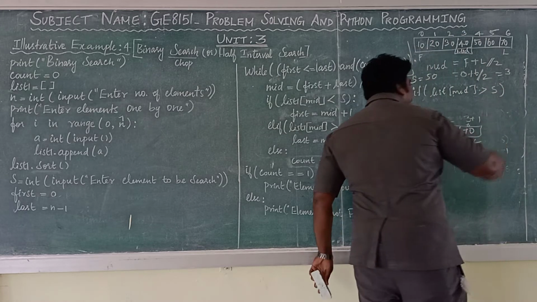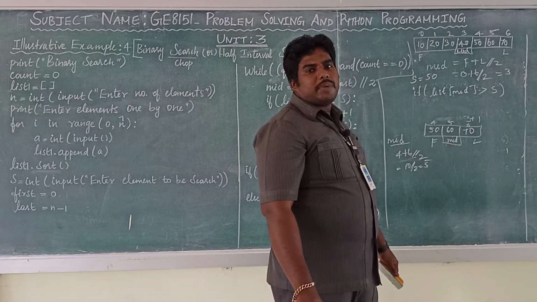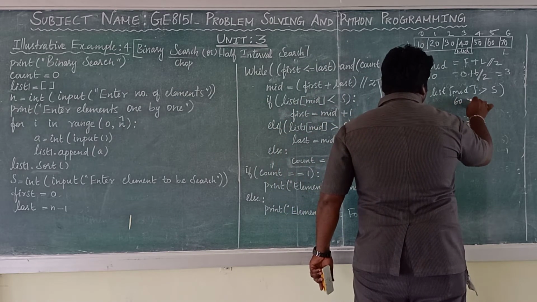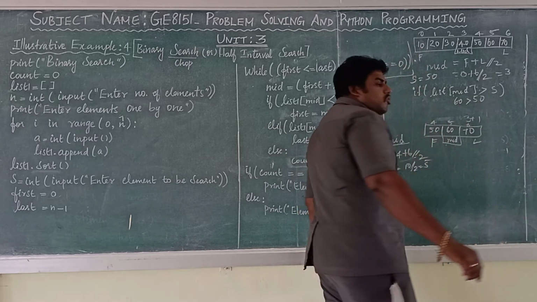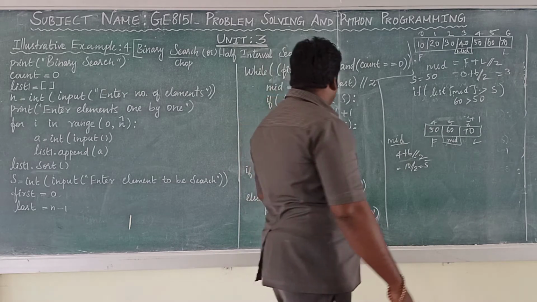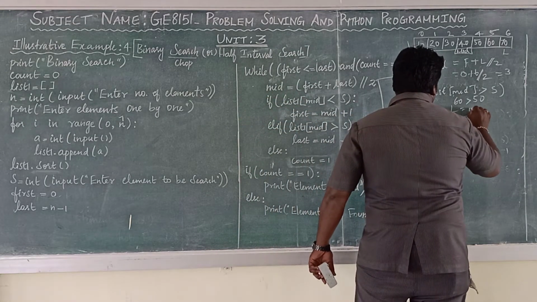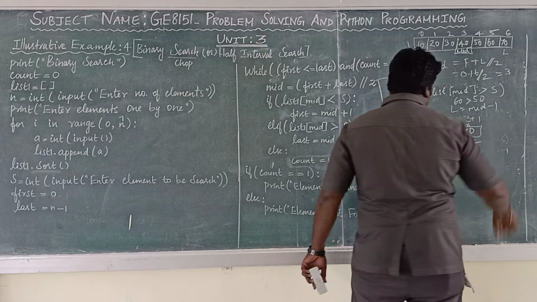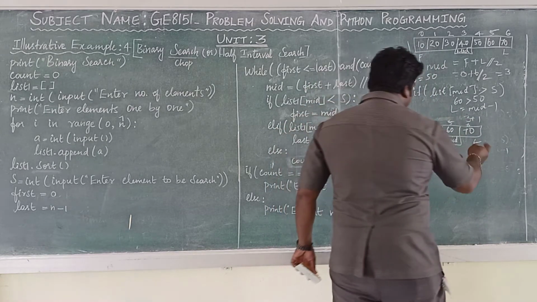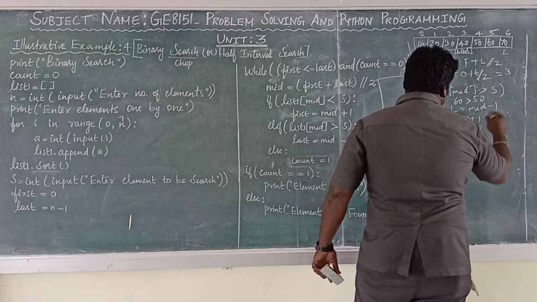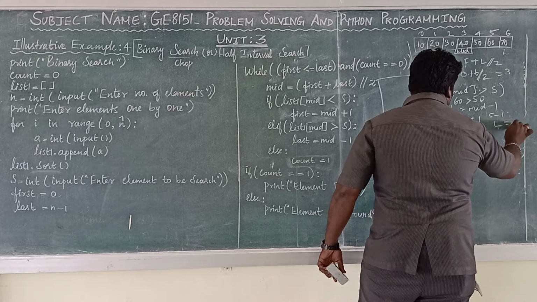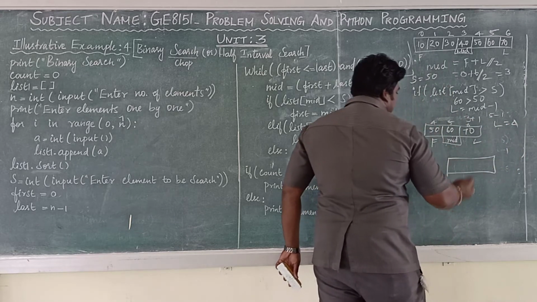List of mid greater than the search element. What is the mid value now? 60. 60 greater than 50. Condition is true or false? The condition is true. So if the condition is true, what's our logic? Last equals mid minus 1. What is mid already? 5. 5 minus 1 is 4. Now last equals 4. So you will get the list like this.